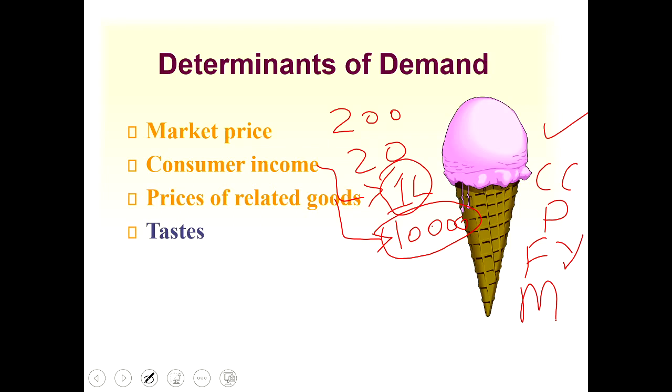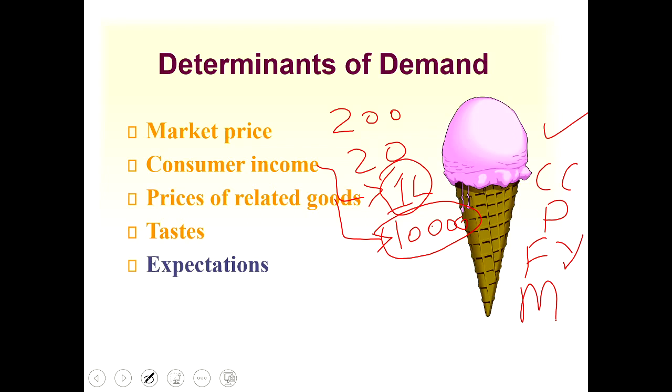All right, so taste is the fourth factor, and after that we have expectations. If people expect the price of ice cream to increase in future, or any other product, let's say, then their demand for that product would increase. But if people expect the price of a product will decrease in the future, then their demand for that product will decrease now and increase in the future. So people sometimes have expectations related to products, and their demand increases or decreases depending on their expectations for that product.